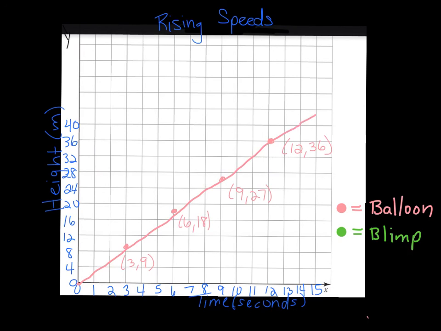You can see I'm not using a straight edge and it's making a difference. You want to try to get all the way through that line as best you can, and then you can put a little arrow because if they would keep going at that rate, they would just keep on going. And then I'm going to go ahead and we're going to do the same thing here for the blimp times. So go ahead and plot your blimp coordinates, and then we'll do the same thing, and then we'll compare the rates.